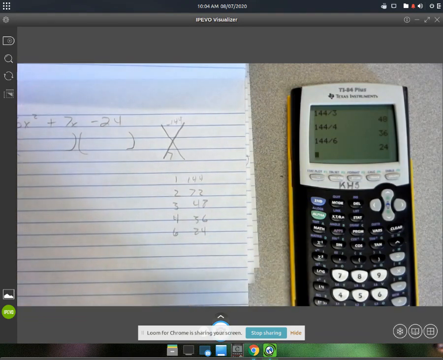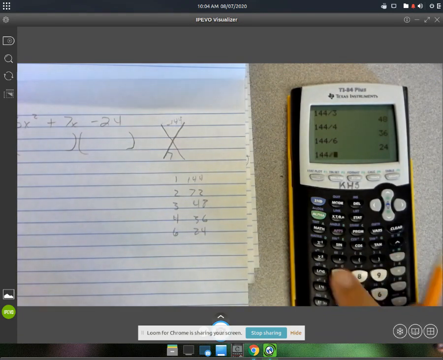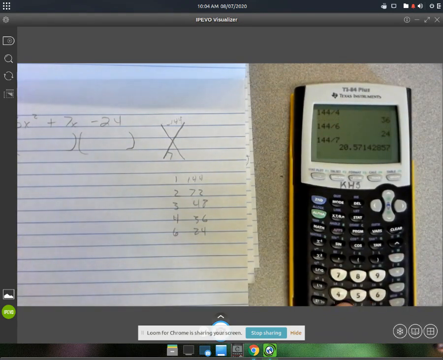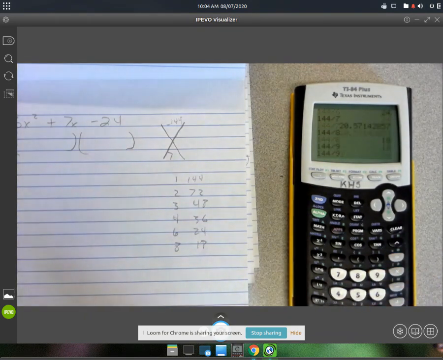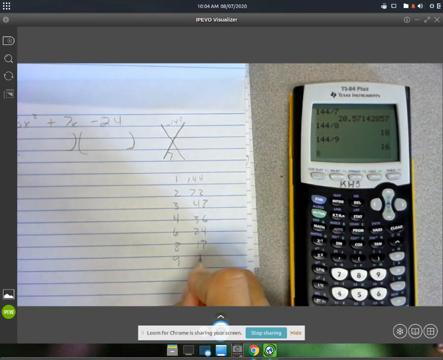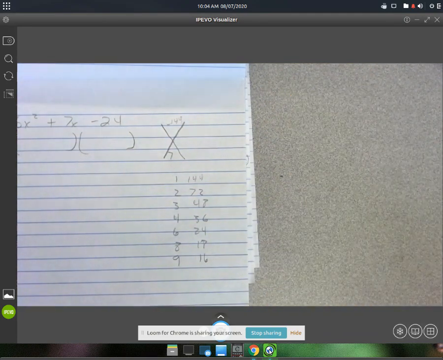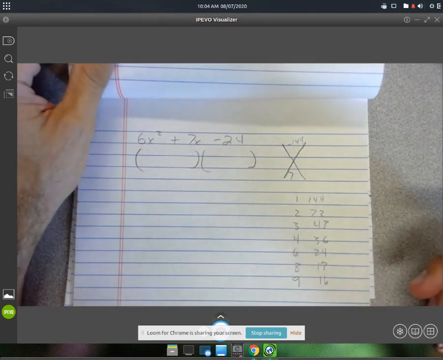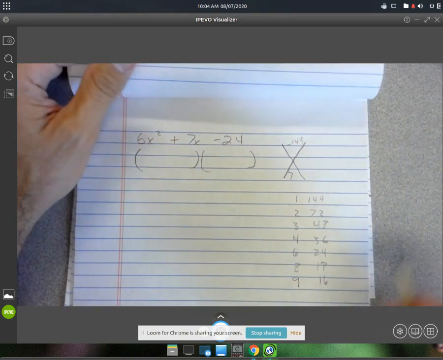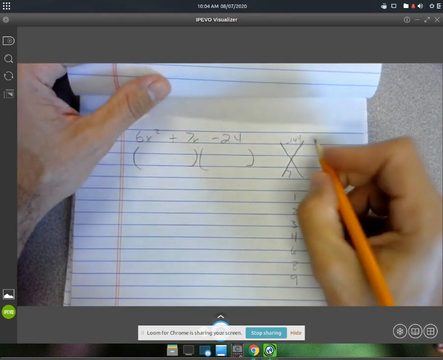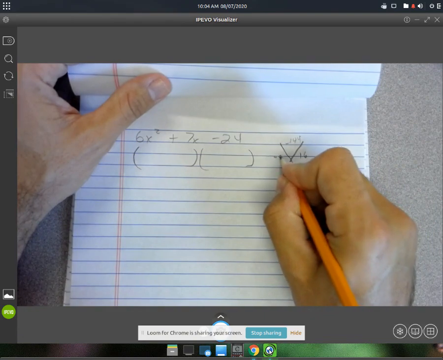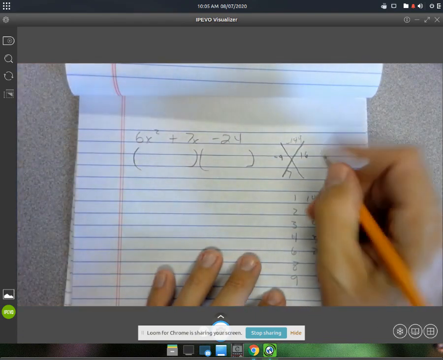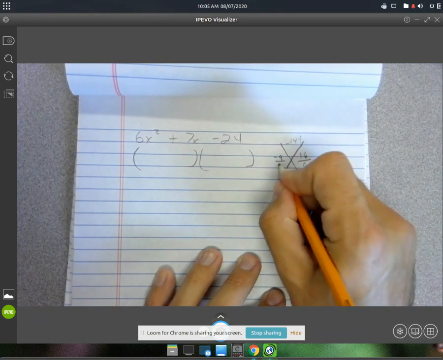No. We're looking for something that subtracts to give us 7. No. 144 divided by 8. 8 and 18. We're getting close. 144 and 9. That'll do it. 9 and 16. All right, because 16 and 9 subtract to give us 7. All right, so the bigger one is positive, so I'll have a positive 16 and a negative 9. All right, divide these by 6 or make it into a fraction.